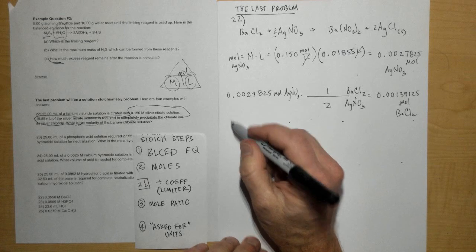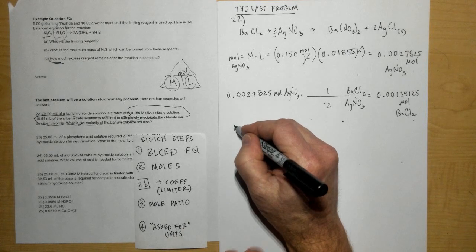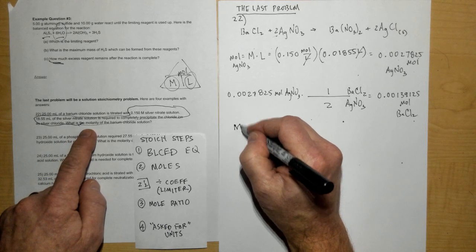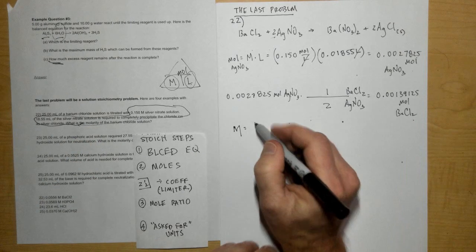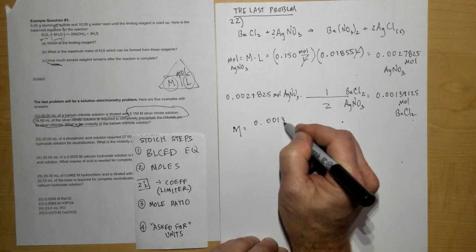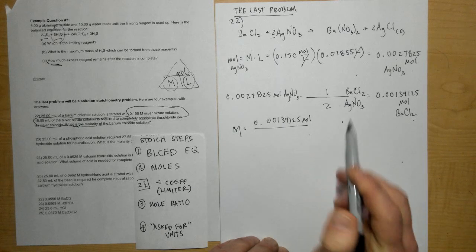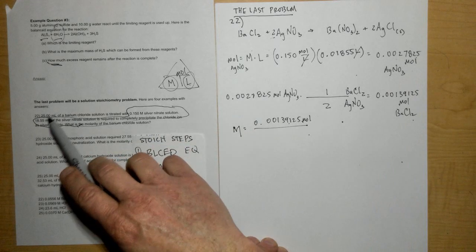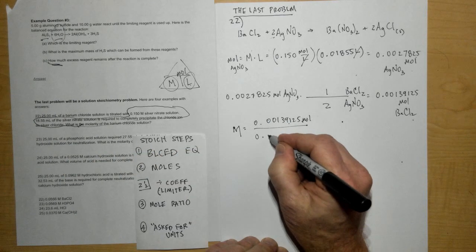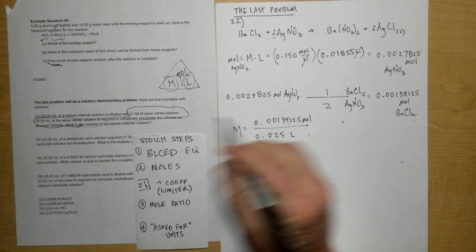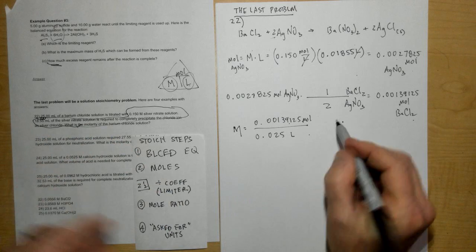And so lastly then I convert to the asked for units, and my asked for units is the molarity, or find the molarity. And the molarity is equal to moles divided by liters. So here's my moles, 0.00139125 divided by the liters, which the liters of course is given to us in the question. There's 25 milliliters of that. And be careful, make sure to put it in liters, so 0.025 liters. 25 can be converted to liters by going 3 to the left.